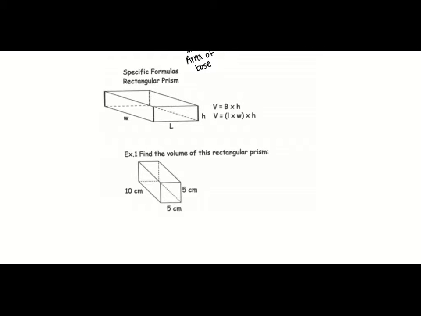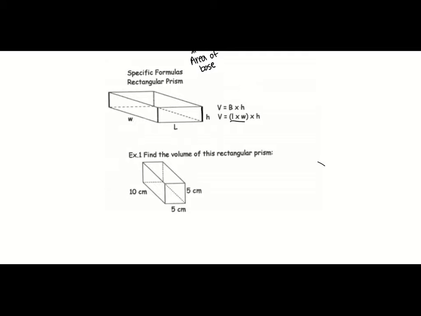So if we look at the example below, it says find the volume of this rectangular prism. We have our length and our width. Our length is 10 and our width is 5. And then our height in between the two bases is 5.